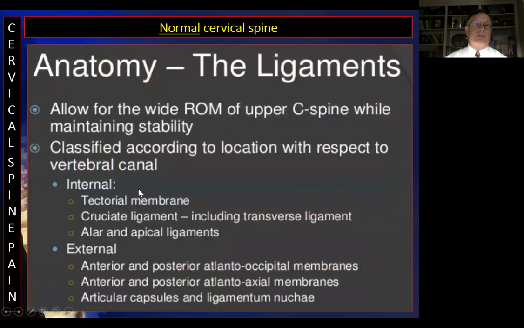So the internal ligaments are the tectorial membrane, the cruciate ligaments, the cruciform transverse ligament, and the apical and alar ligaments. The external are everything outside of that. So the anterior and posterior atlanto-occipital membranes, anterior and posterior atlantoaxial, and the anterior capsular.